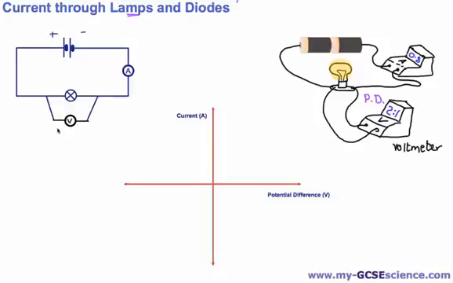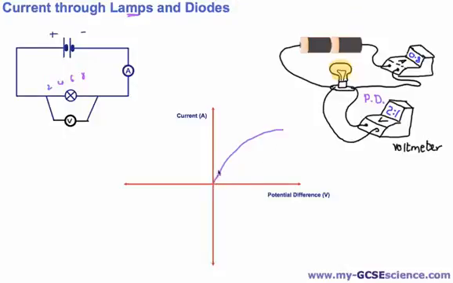So we could change the potential difference here. We could go from maybe 2 to 4 to 6 to 8 and so on, and for every different potential difference we could measure the current and see how that changed. Now for a lamp, this graph would look a little something like this.